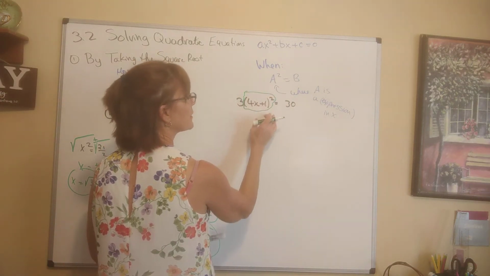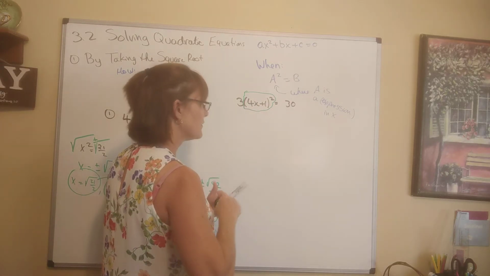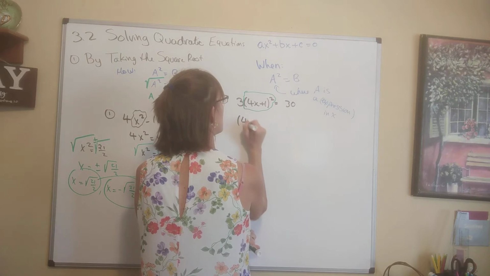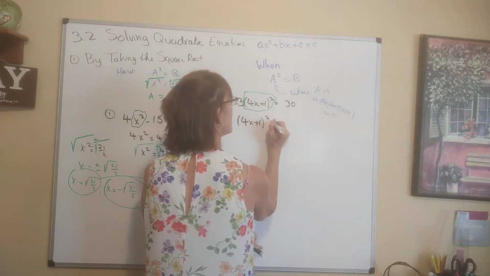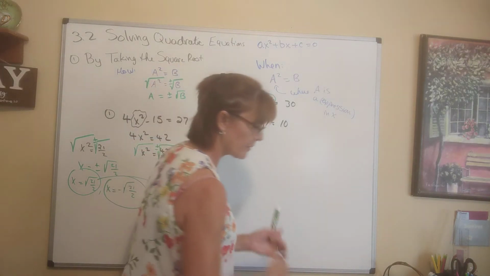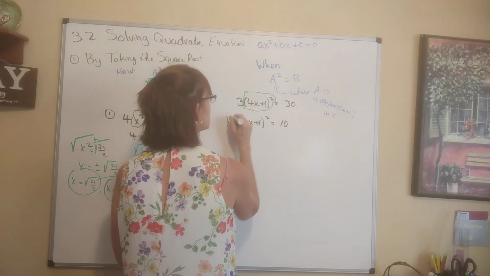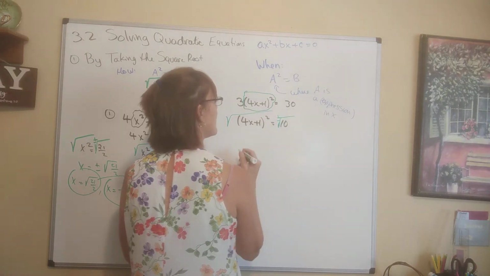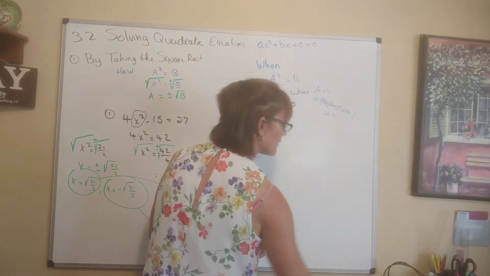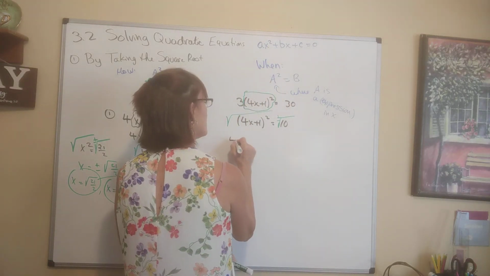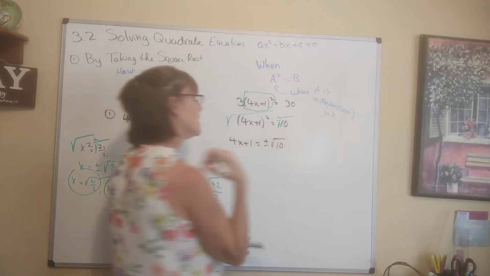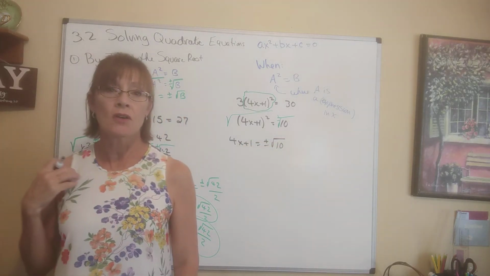This is the something squared. Well, all I've got to do in this case is divide both sides by 3. So if I do that, I will get (4x plus 1) squared is 10. And then I just need to take the square root of both sides. So the square root of this is plus or minus the square root of that. The square root of something squared is just the something. So what falls out of this right here is 4x plus 1 is equal to plus or minus the square root of 10. Then what I have to do is simply solve for x.